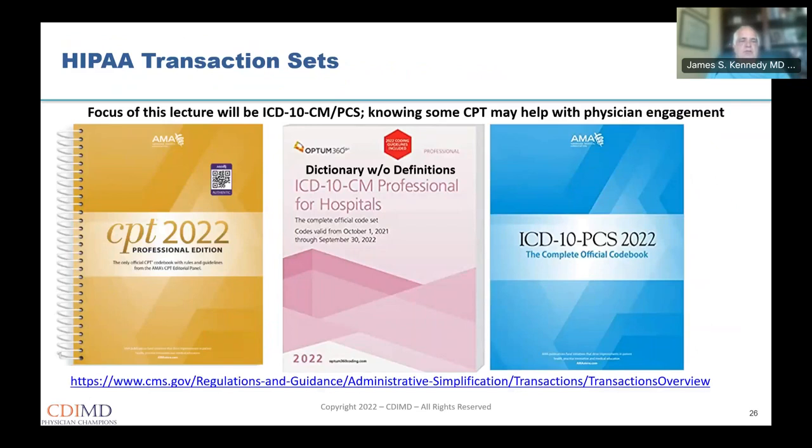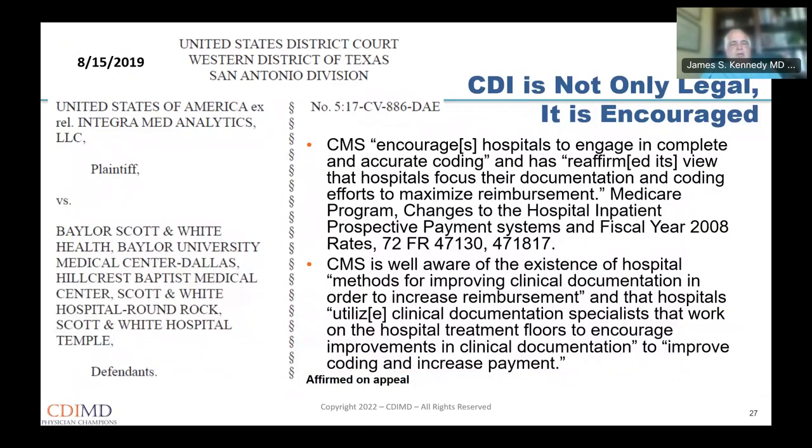So we will be focusing on the code sets. CPT is what's used in outpatient facility billing and by physicians. This lecture will not focus on this. We will be focusing more on the diagnosis coding and the inpatient procedures. But nevertheless, a knowledge of CPT may help with physician engagement, and one does need to be reasonably conversational regarding that. The good news is that CDI is not only legal, it is encouraged.